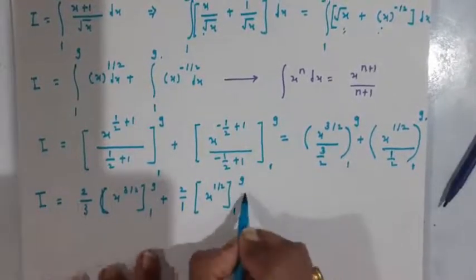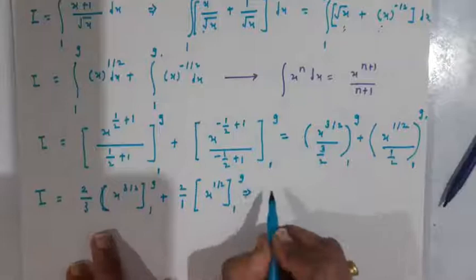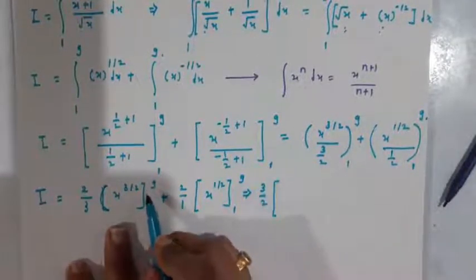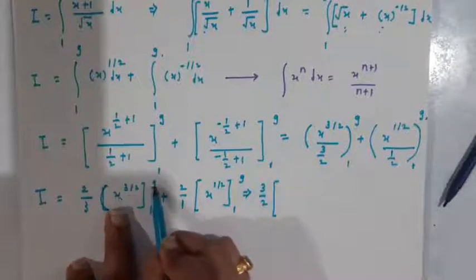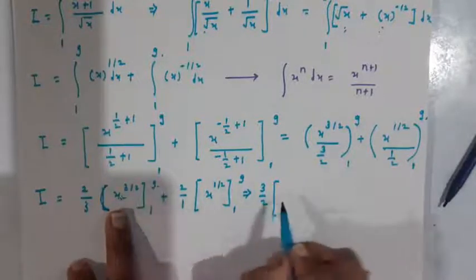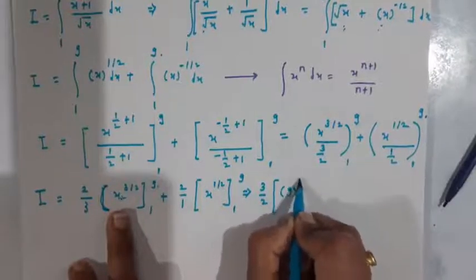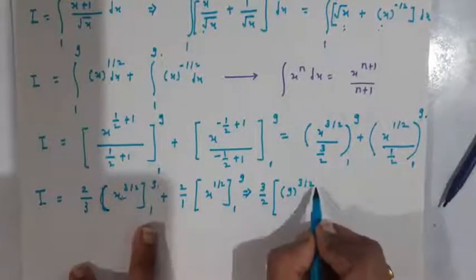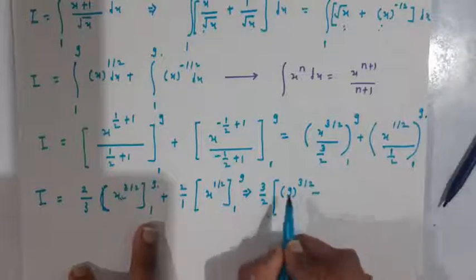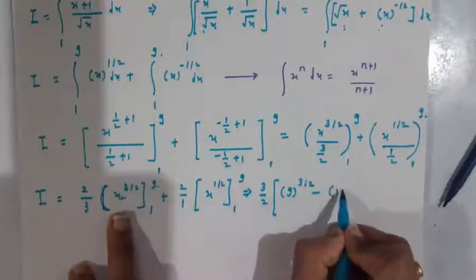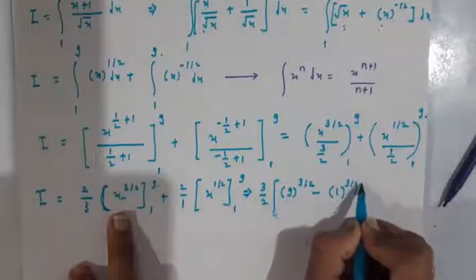So upper limit minus lower limit. This 2 by 3 into the upper limit: the upper limit value of x is 9, so 9 raised to 3 by 2. Minus, now put the lower limit, that is x equal to 1, so 1 raised to 3 by 2.